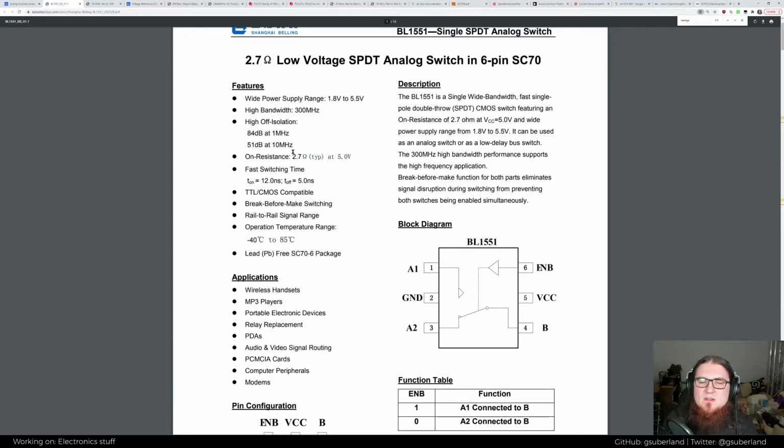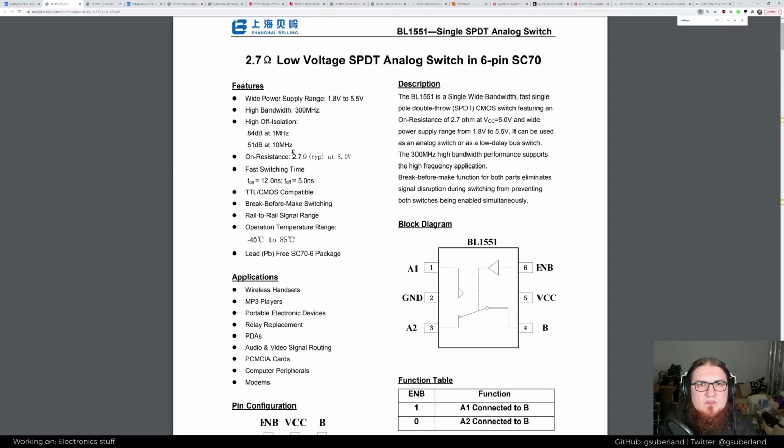But when you consider that we're talking about 40k or 15k or 5k, I mean, on the high end of it, it's 15k and 40k, 2.7 ohms is nothing. It's within the tolerances of the resistors themselves, to be honest. So that's fine.